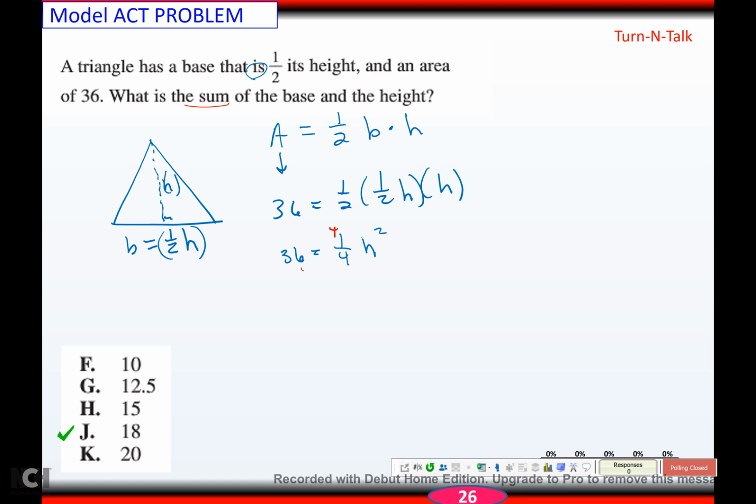What is the sum of the base and the height? I don't think I finished this problem. Sorry, I'm looking at my paper so I don't screw up. How did I get 18? Okay, I didn't finish this.